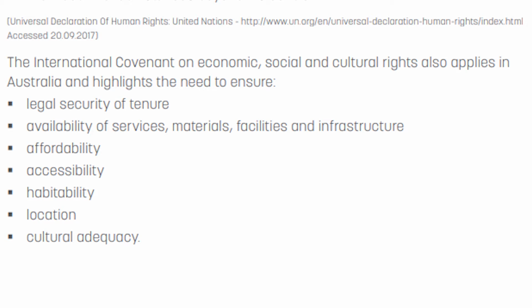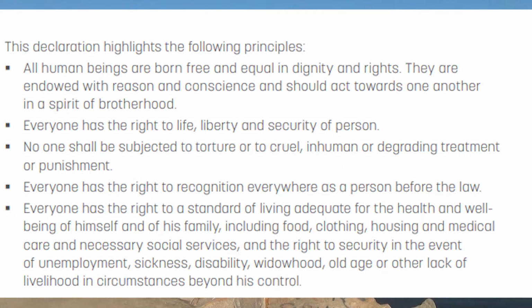And I've just moved on to this next slide. So it's saying that the Declaration says everyone has a right to a standard of living adequate for the health and well-being of them and their family, including food, clothing, housing and medical care and necessary social services, and the right to security in the event of unemployment, sickness, disability, widowhood, old age or lack of livelihood.